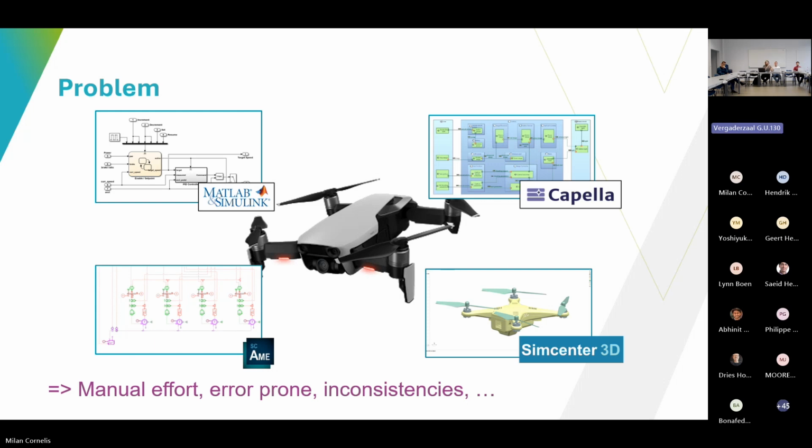But for some of these analyses, we often need to co-simulate multiple of these models. For example, you might need to simulate a model of your drivetrain together with a model from AIM-Sim, together with the controller modeled in MATLAB Simulink, for example. Now, we can set up these co-simulations manually, but that takes quite some manual effort. It can be error-prone if you're working with the wrong values, for example, and it can also lead to inconsistencies if you're working with wrong design parameters, for example.